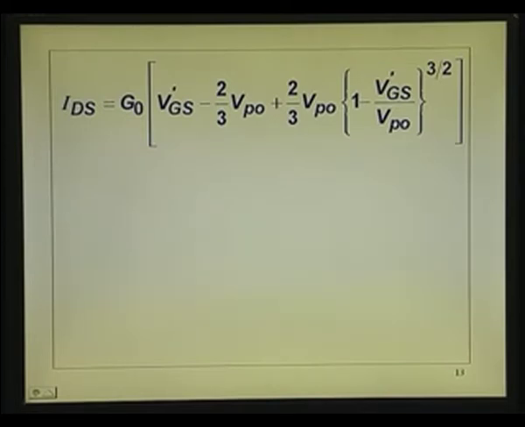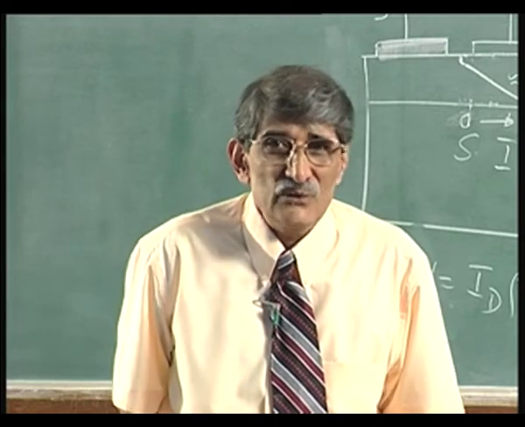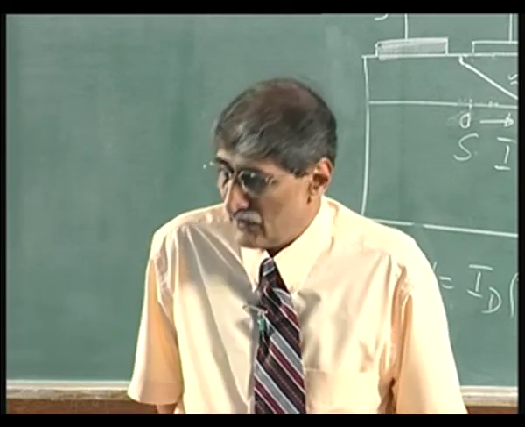In the sense you can see that you can simplify that under a certain condition: when V_GS dash is small compared to V_P0, I can use binomial expansion for this. Now, if you use binomial expansion once only, (1 minus x) to the power of n is equal to 1 minus n x. If you just use that, you see if you get 0, everything will cancel out. So I will use the second term also, that is 1 minus n x plus n(n minus 1) x squared by 2 factorial.